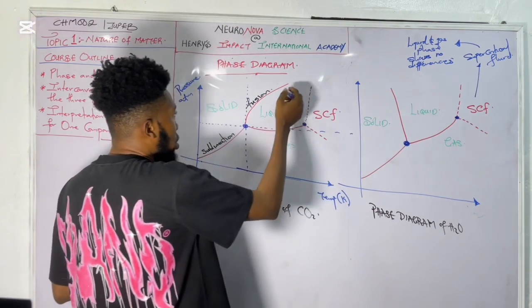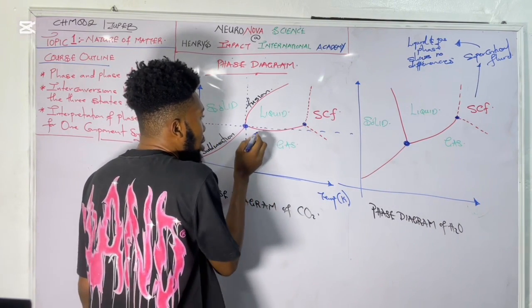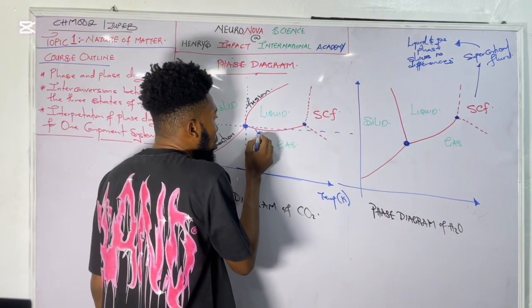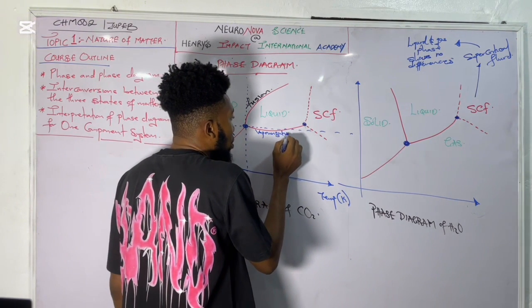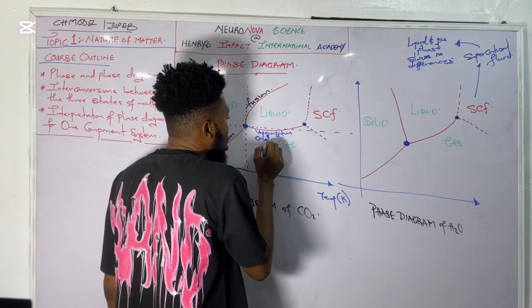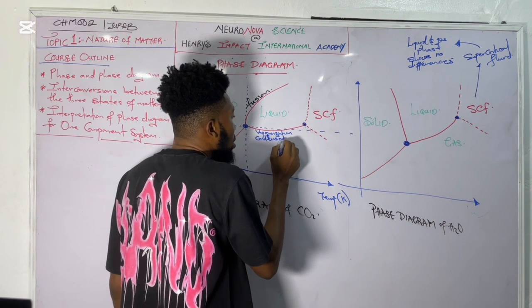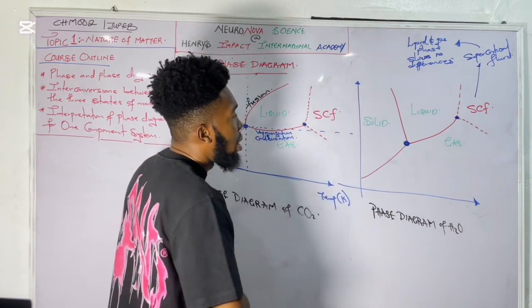So this is for fusion, right? The same thing is happening here. Liquid to gas, that means this is your line of vaporization, the line of vaporization and condensation. Very, very important. And this is not the line, that's why I'm not labeling it.